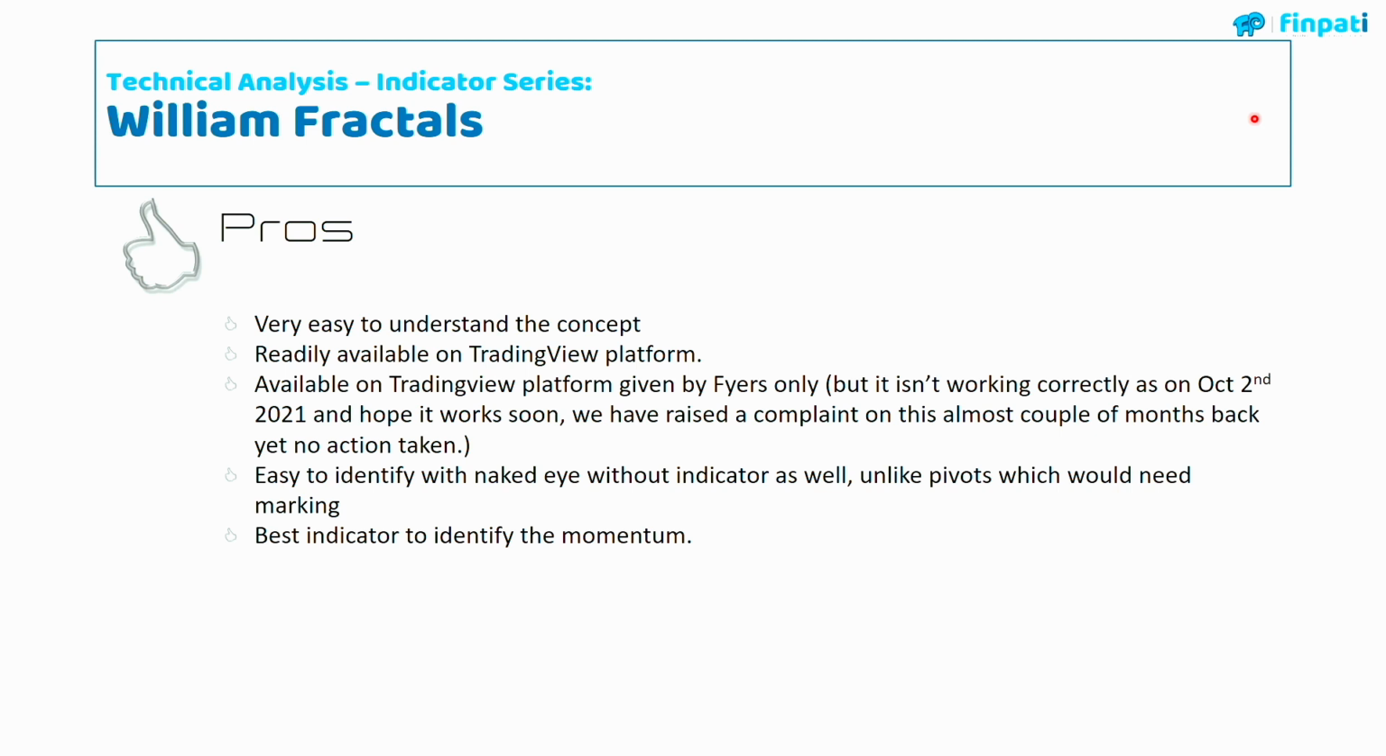But anyway, coming back to the Williams fractals, it can be easily identified with the naked eye as well. You don't need a serious indicator on the chart, like how you want to see the pivots. If you want to see the pivots, you would definitely need the marking there. But for Williams fractals, you don't really need the marking on the chart, so you can identify it with the naked eye itself. And that's actually one of the best indicators out there to identify the momentum.